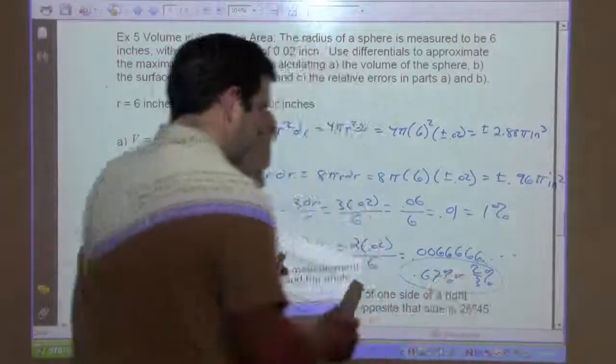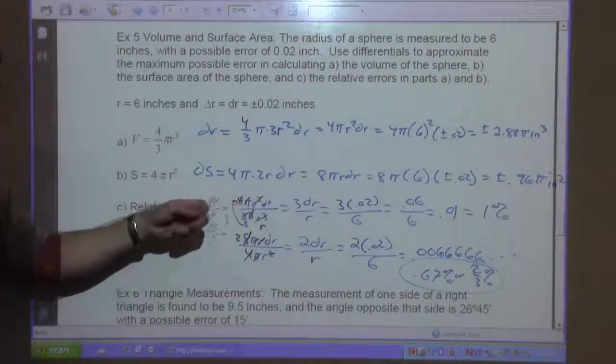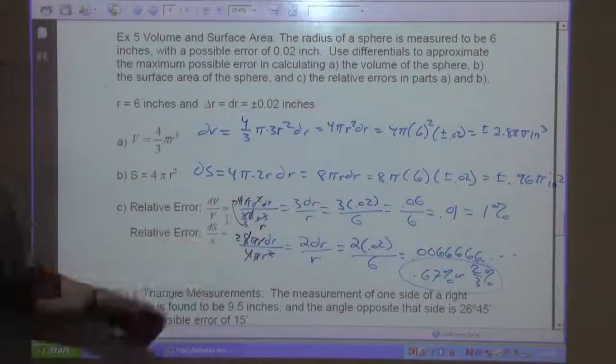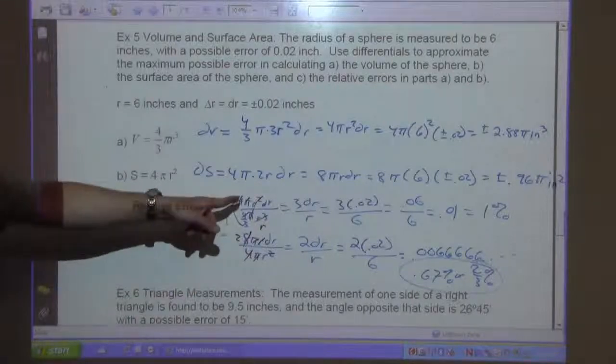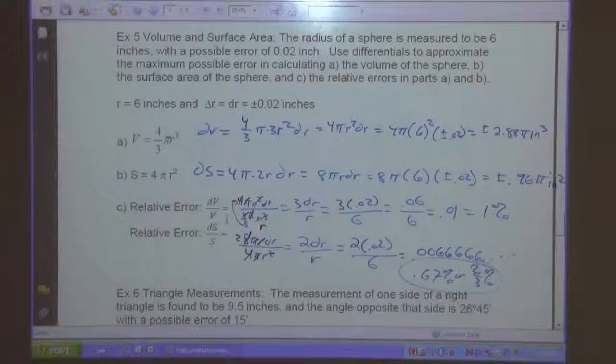Either one of those. So we found our dV, we found our dS. Now it's dV over V, dS over S. And I put the dV formula over the volume formula, dS formula over the S formula. Okay, I'm going to go on to the next one. Feel free to pause that.